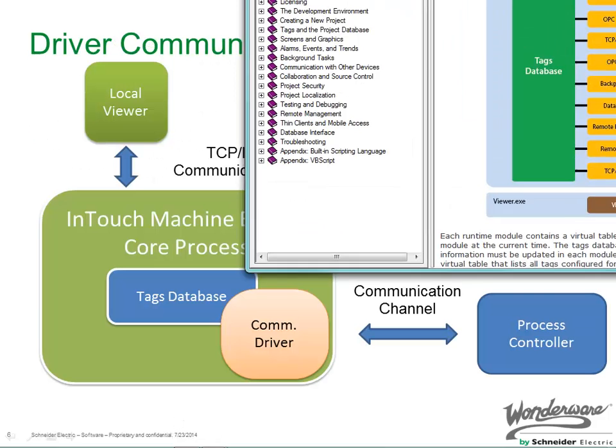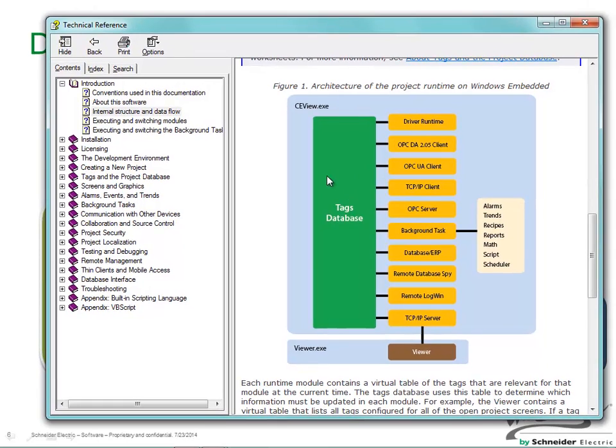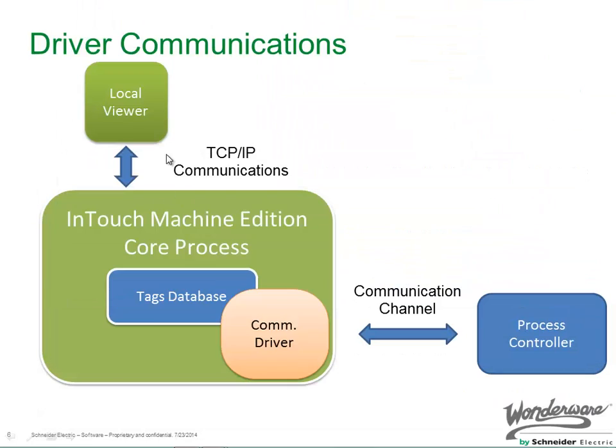So I'm going to pull in part of the help system, which is a diagram that I showed you in previous videos, where you have the tags database, the driver runtime, the TCP/IP server going to the viewer or the screens. What I've done is I've simplified that diagram here, so you'd have a screen here with the local viewer through the internal TCP/IP communications to the tags, whereas a driver or multiple drivers can have communications with external controllers. So that's the basic idea of what's happening.